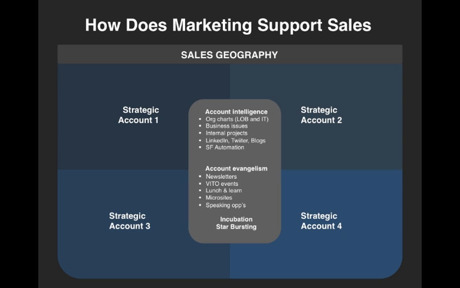Demand creation planning. How does marketing support sales? In many organizations, the distribution model can be complex. For example, the sales organization may include global accounts, named accounts, and general territories. In this lead generation example, there is a specific plan to penetrate strategic accounts. Here, a sales rep has 4 strategic accounts, so what can marketing do to support the strategic rep? In short, marketing supports strategic accounts by providing account intelligence and account evangelism.